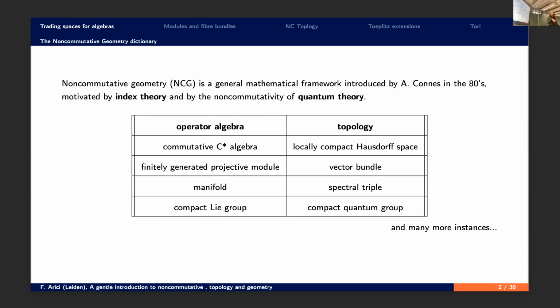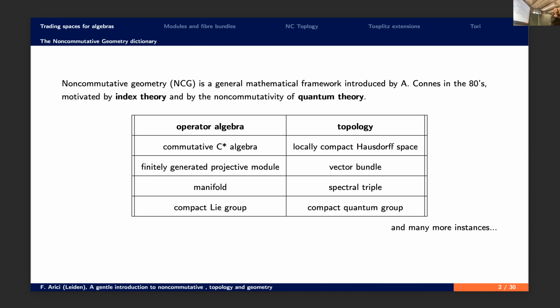Non-commutative geometry is often seen as a general mathematical framework that was introduced by Connes in the 80s. Connes was an analyst more than anything else. At the beginning, he worked on von Neumann algebras, which are a particular class of algebras of operators on Hilbert spaces. And the motivation for introducing this framework lies in the theory of C-star algebras, but also in index theory. We will see a bit more of index theory in the second half of this seminar. There won't be any index theory in my talk.